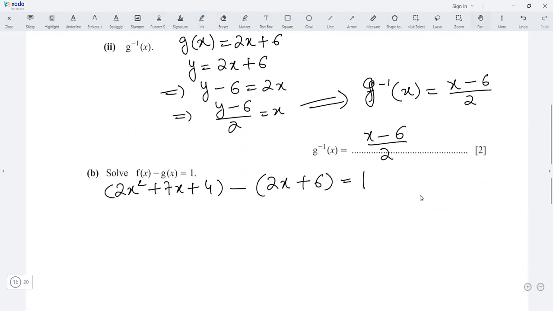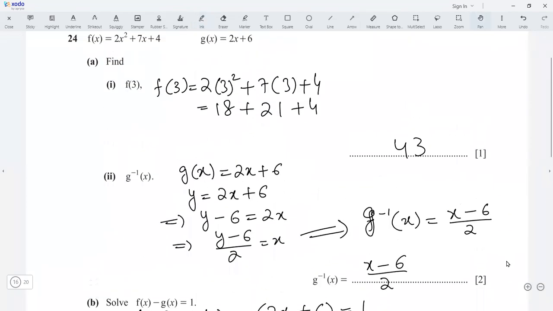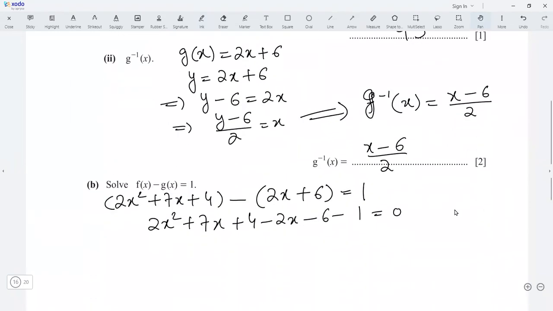So bringing 1 onto the left hand side as well as opening the bracket: 2x squared plus 7x plus 4 minus 2x minus 6 minus 1 equals 0. So now we have to add and subtract the like terms. x squared is just one time, so it is 2x squared. 7x minus 2x is plus 5x. Plus 4 minus 6 minus 1 becomes minus 3, equals 0. So we can apply any method of quadratic equation solution.